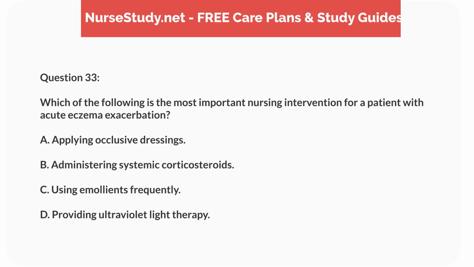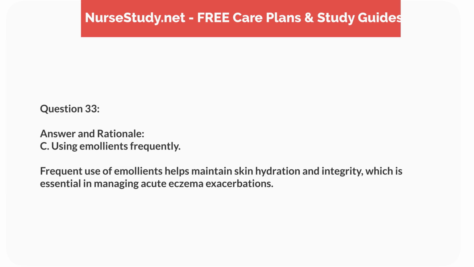Question 33. Which of the following is the most important nursing intervention for a patient with acute eczema exacerbation? A. Applying occlusive dressings. B. Administering systemic corticosteroids. C. Using emollients frequently. D. Providing ultraviolet light therapy. Answer and rationale. C. Using emollients frequently. Frequent use of emollients helps maintain skin hydration and integrity, which is essential in managing acute eczema exacerbations.